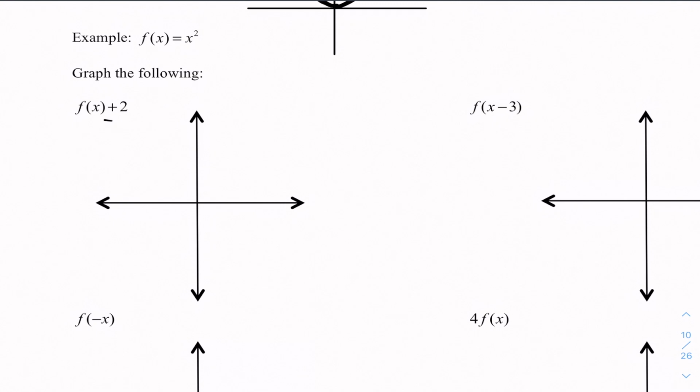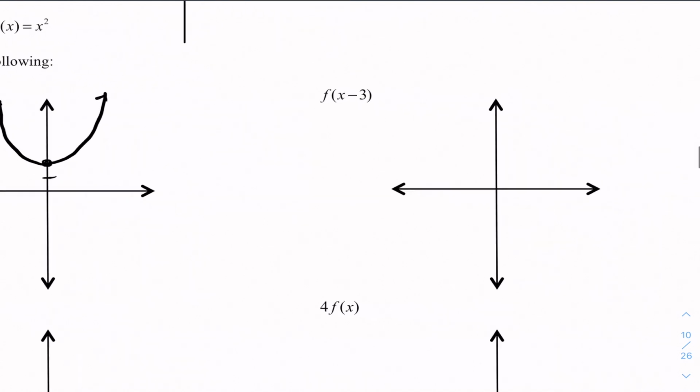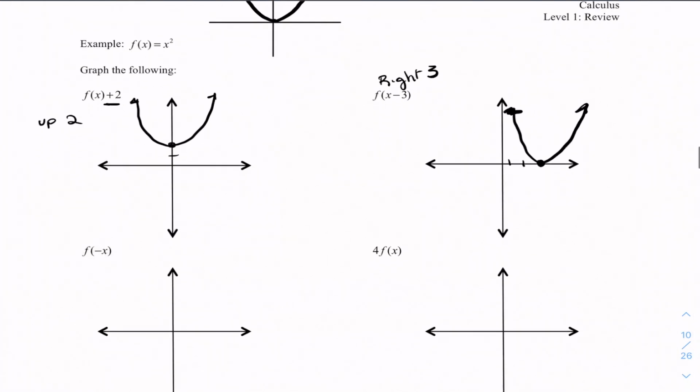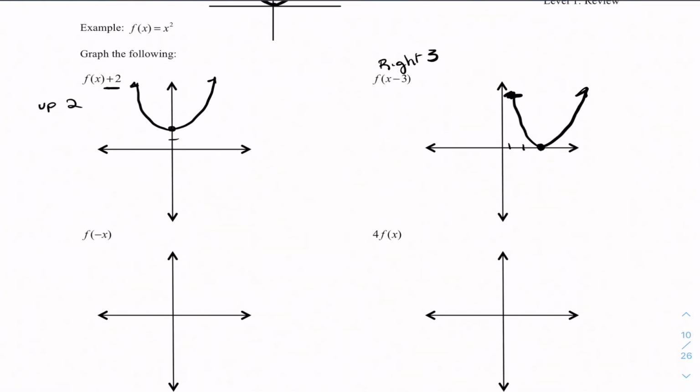So this number on the outside would move our function up 2. Nothing else changes. We have our parabola just shifted up 2. If we have x minus 3, that is shifting our function to the right 3. 1, 2, 3. Everything else stays the same. The domain stays the same. The range stays the same. The range changed when we moved the function up 2.